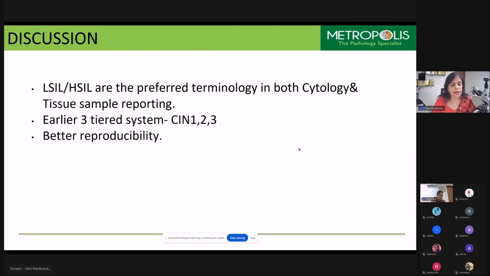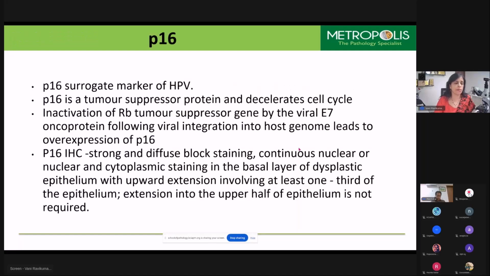Important to note, for cytology terminology and histopathology terminology, for both we use the two-tier system only, LSIL and HSIL. It has better reproducibility. The earlier three-tier system of CIN 1, 2, 3 is now outdated. So please write LSIL, HSIL only in your histo reports as well as cyto reports. If you still want to communicate, in brackets you can write that this is the old term.